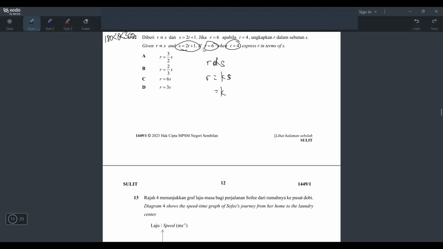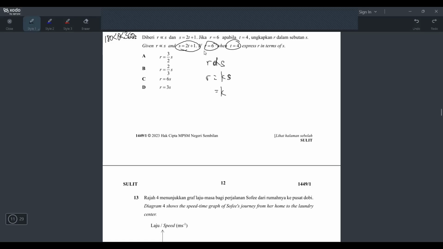Do we have R and S? I have R, but I don't have S. I only have T. And if you only have one piece of information, you can't find the K. You need to have full information. So I need to have R and S. Both must be there, then I can substitute. So how can I find the R and S?